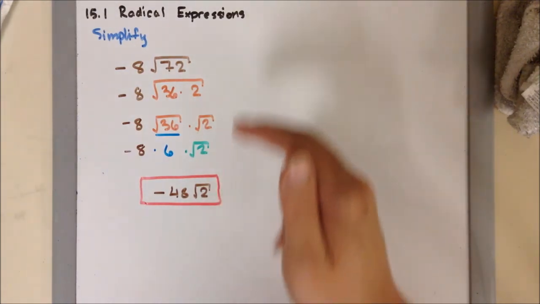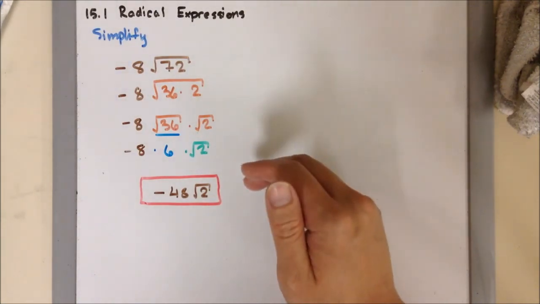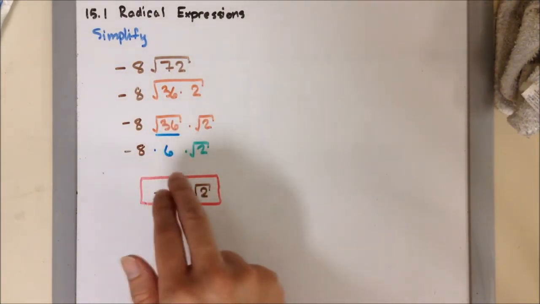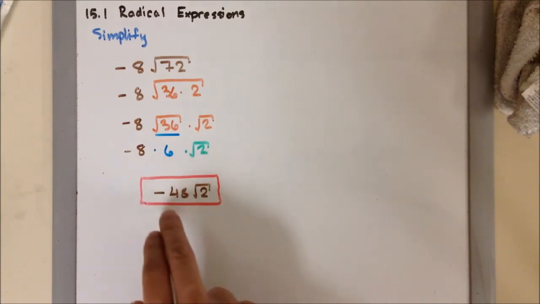Meaning doing the breakdown of the numbers, and then multiplying the multiple factors into -48 square root of 2.